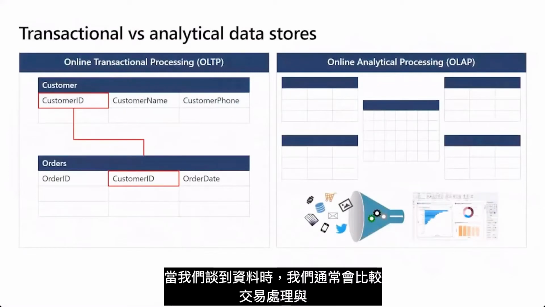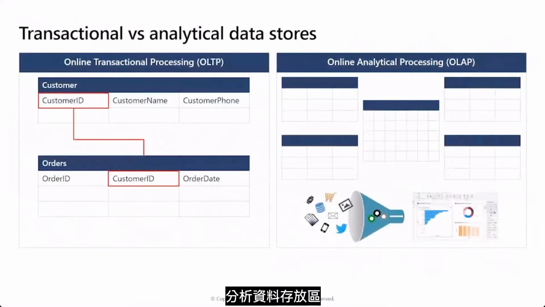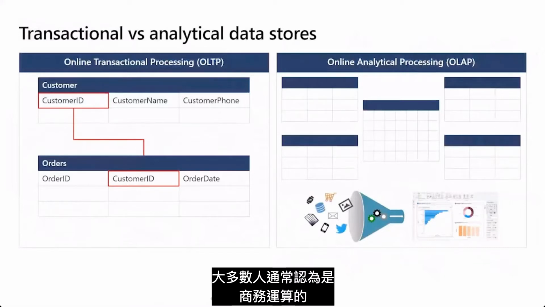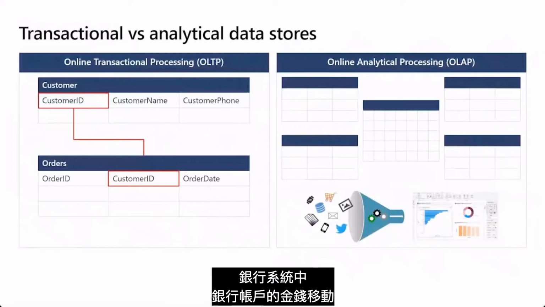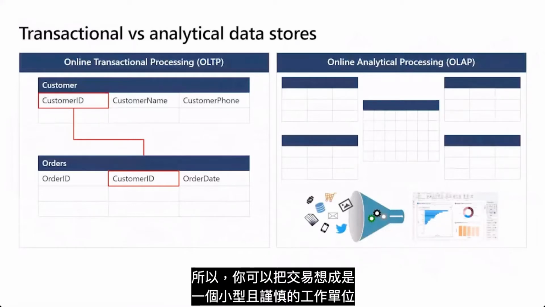When we talk about data, we typically talk about transactional versus analytical data stores. A transactional data store, or transactional system, is often what most people consider to be the primary function of business computing. A transactional system records transactions, and these could be financial transactions such as movement of money between bank accounts in the banking system, or a transaction that is part of a retail system, like tracking the payments of goods and services that a customer has paid for. So you can think of a transaction as a small, discrete unit of work.